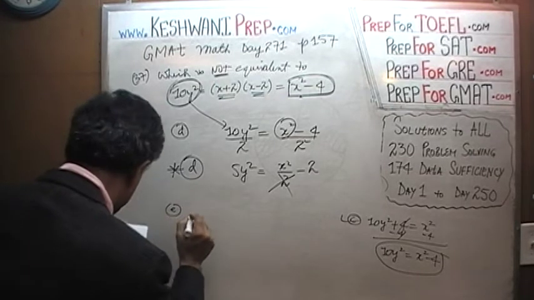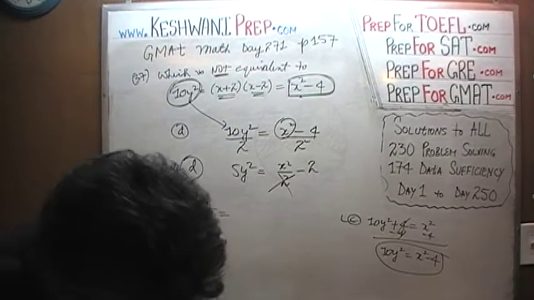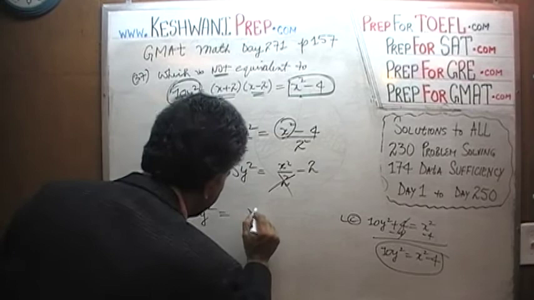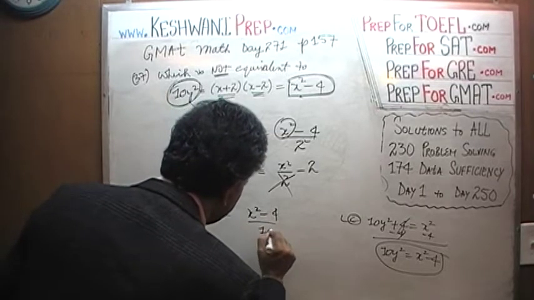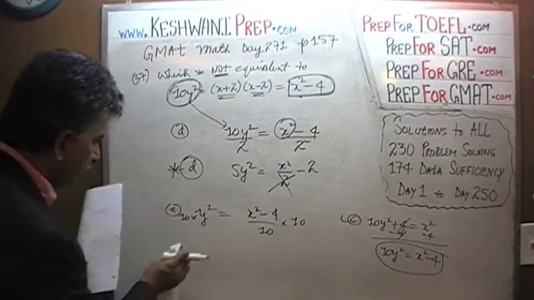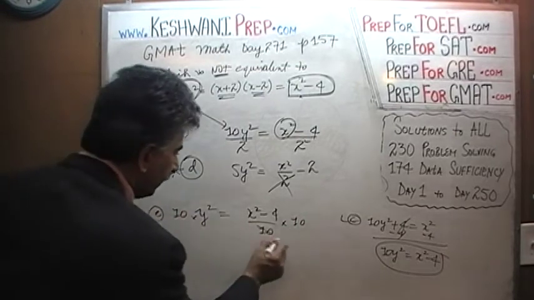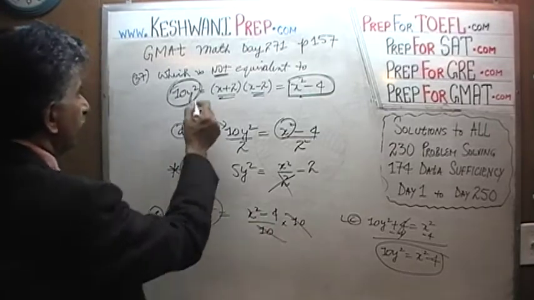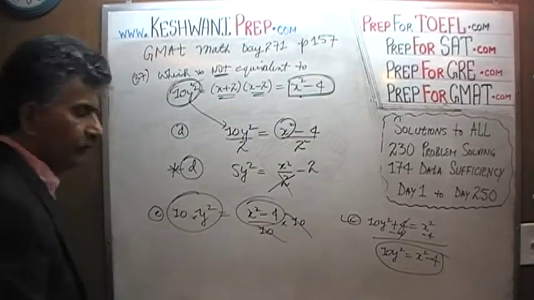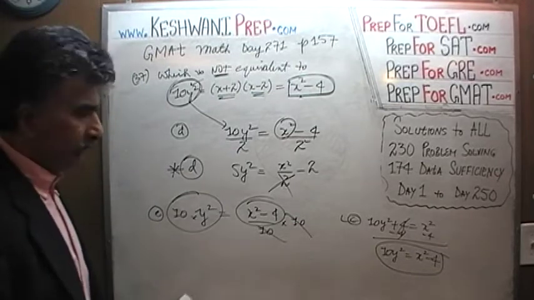In E, we have y squared is equal to x squared minus 4 over 10. Now this is just silly. If you multiply both sides by 10, the 10 will drop out and we'll end up with 10y squared is equal to x squared minus 4. As you can see, E is the same equation. The answer is D. And we know now the reason.